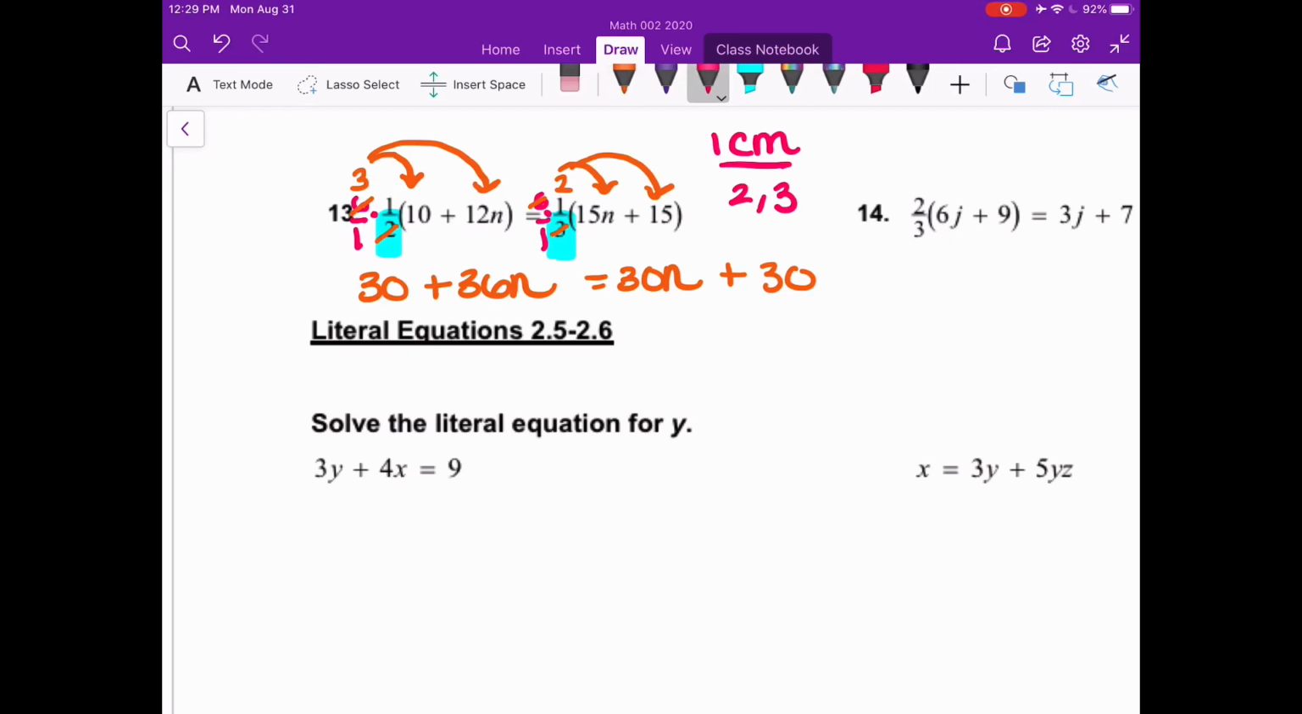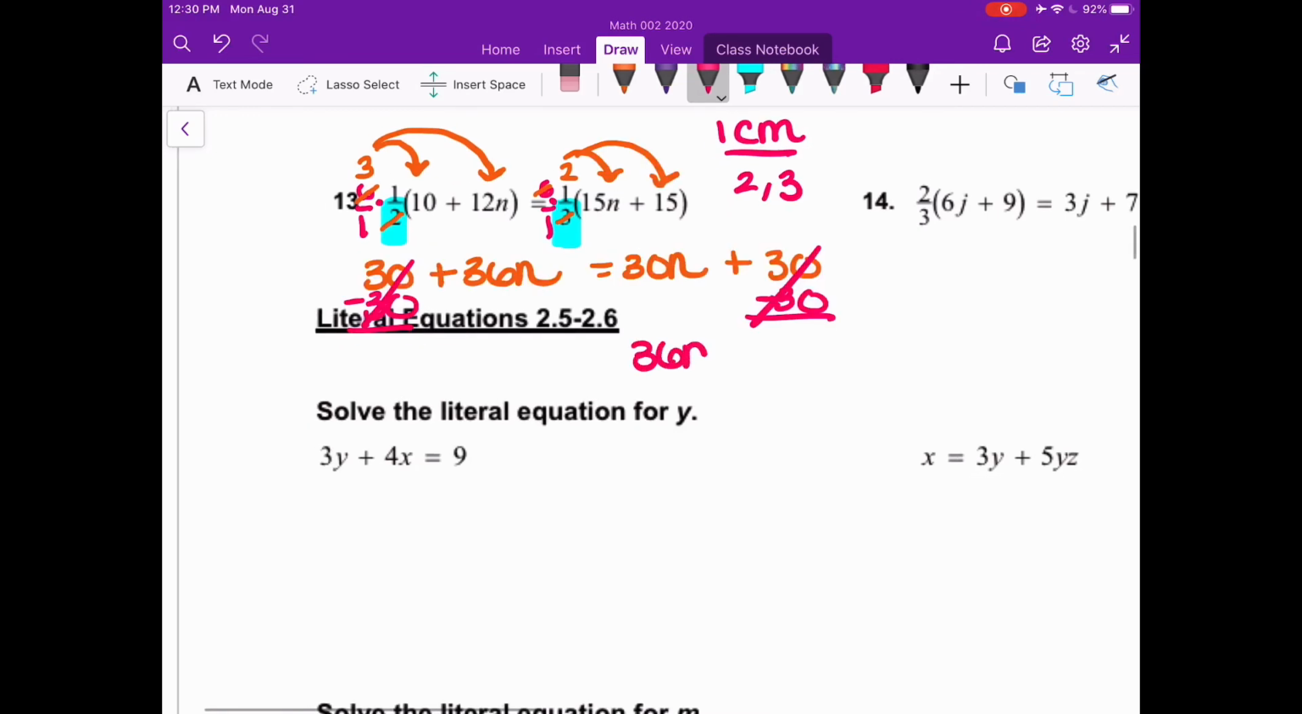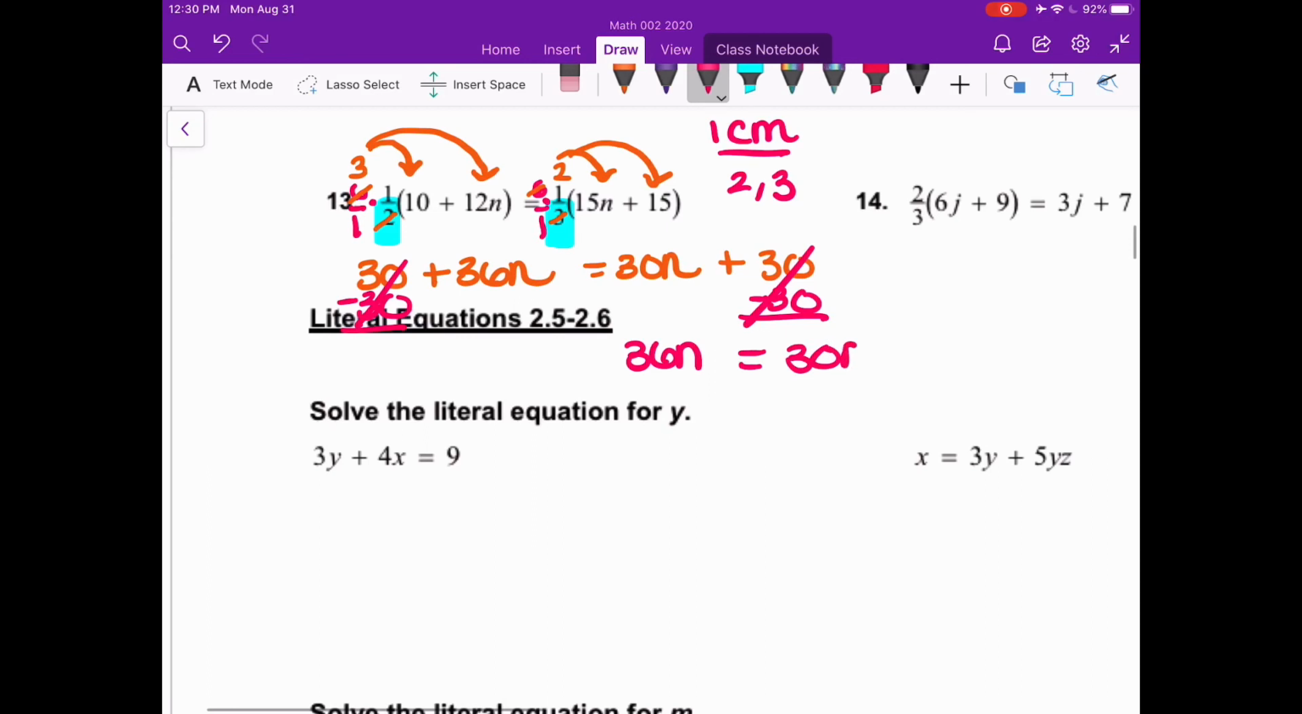Simplify, combine your like terms if you have any. Right now we have a 30 plus 36n on one side and a 30n plus 30 on the other side. This is going to be a common mistake you guys make, so just watch carefully. I'm going to subtract the 30 from both sides. That's an easy one to get rid of. I have 36n equals 30n.